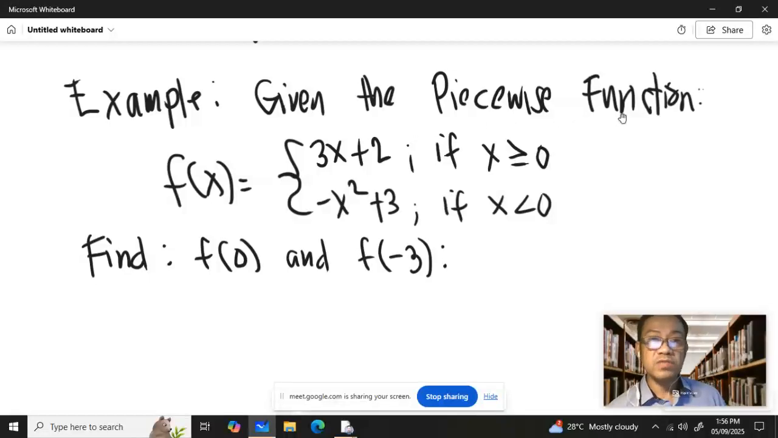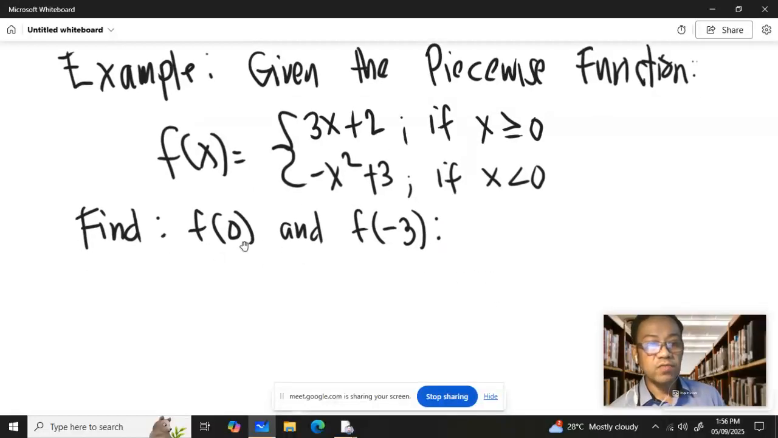Given the piecewise function, f of x is equal to, let us see the first condition here. If x is greater than or equal to 0, we will use 3x plus 2. And the second condition or rule, if x is less than 0, we will use negative x squared plus 3. So we are tasked to find f of 0 and f of negative 3. Okay, so let us see the given for our solution.